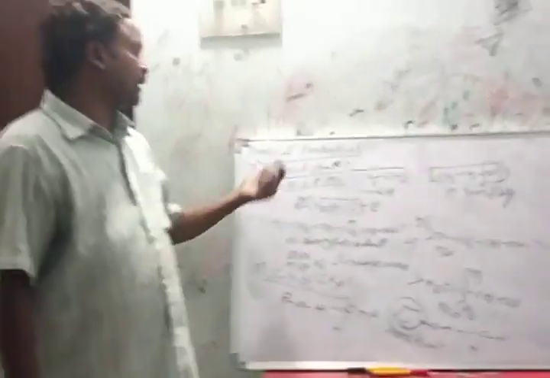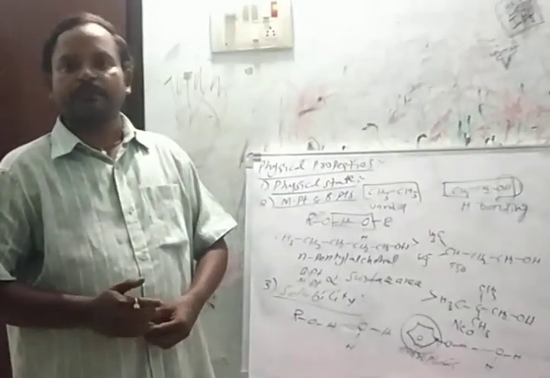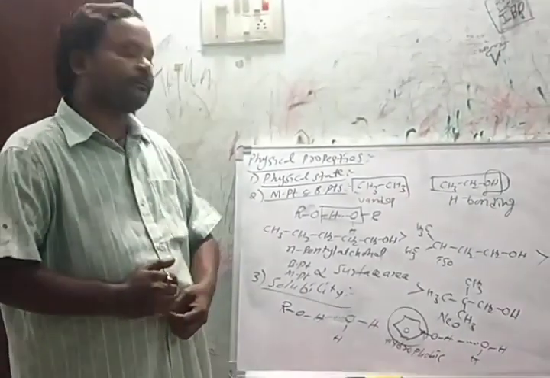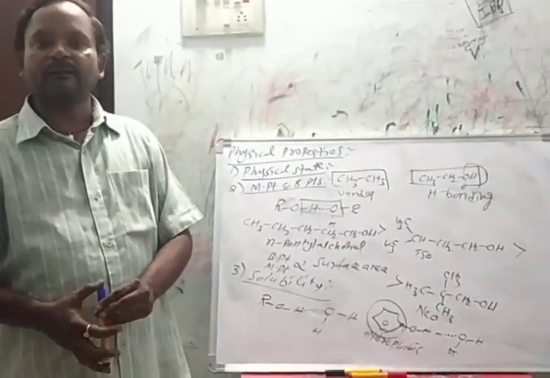This is about the solubility of alcohols and phenols. This is about the physical properties. In the next class we will continue with the chemical properties of alcohols and phenols.